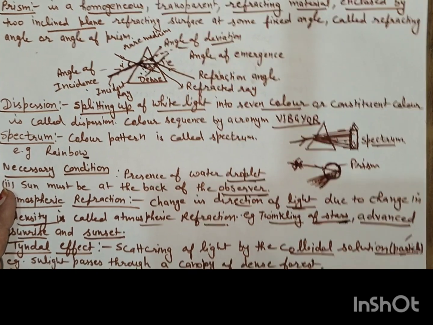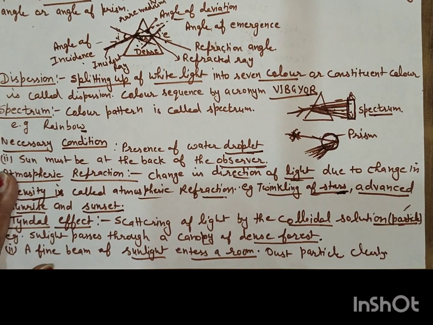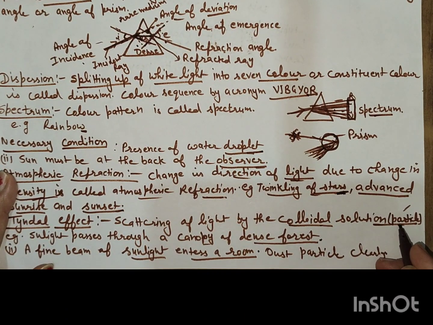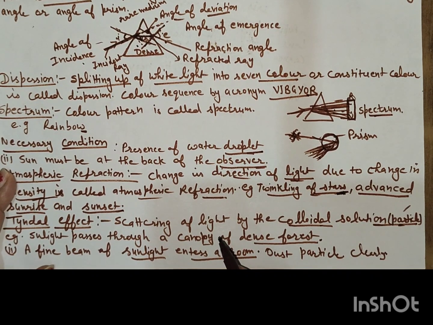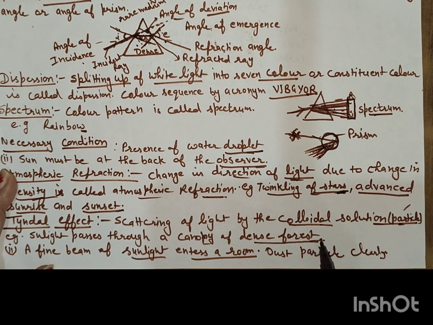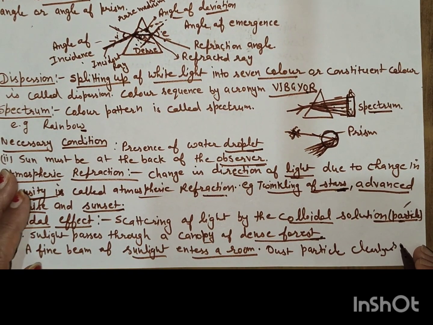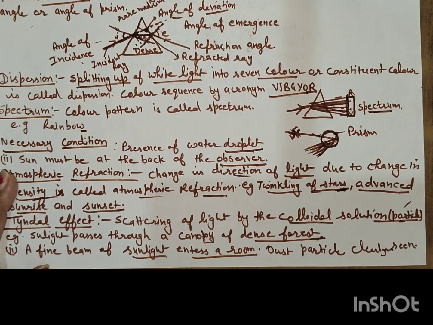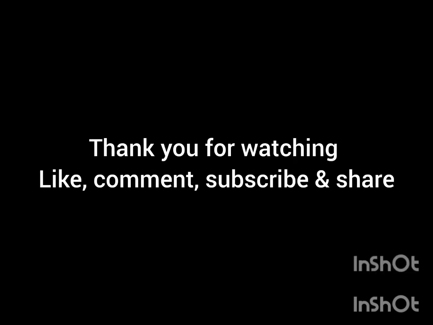Tyndall effect. Tyndall effect is the scattering of light by colloidal particles. Colloidal particles scatter the light. This is called the Tyndall effect. An example is when sunlight passes through the canopy of a dense forest, then we feel a misty environment, and this is the Tyndall effect. When a fine beam of sunlight enters a room, dust particles are clearly seen, and this is also an example of the Tyndall effect.